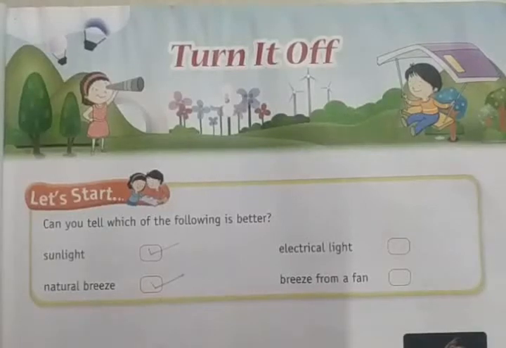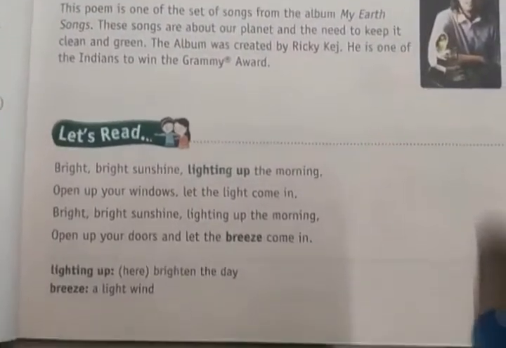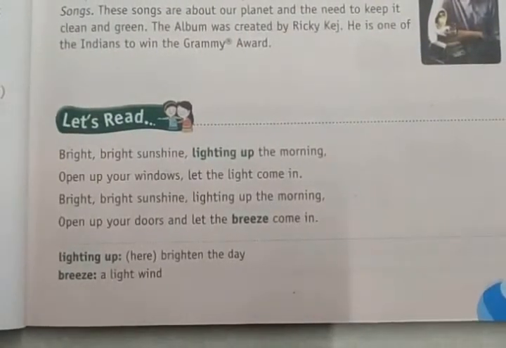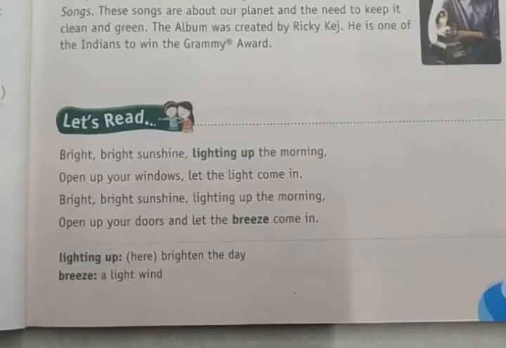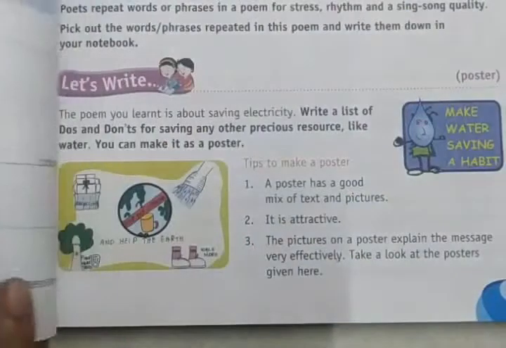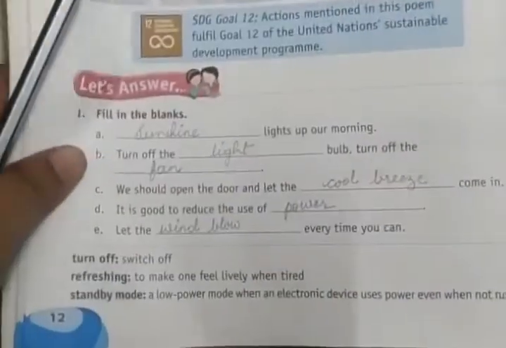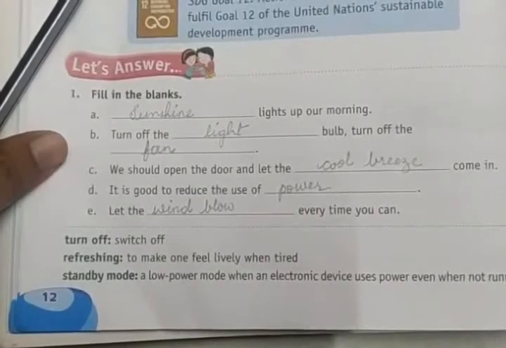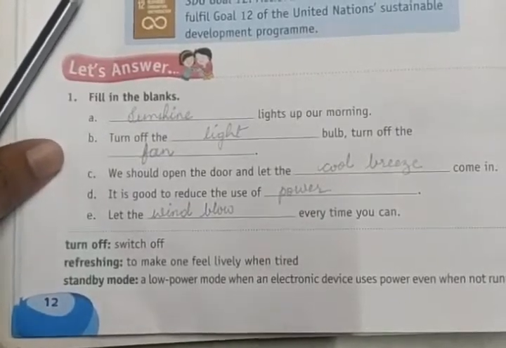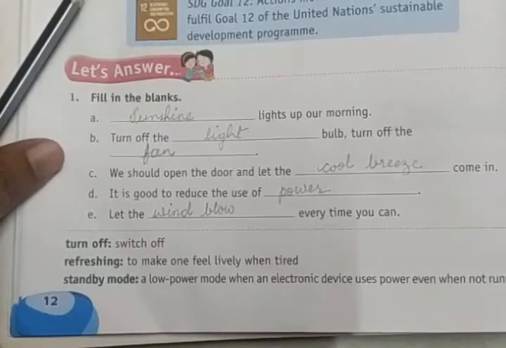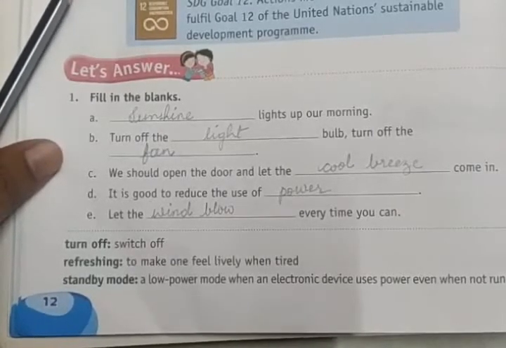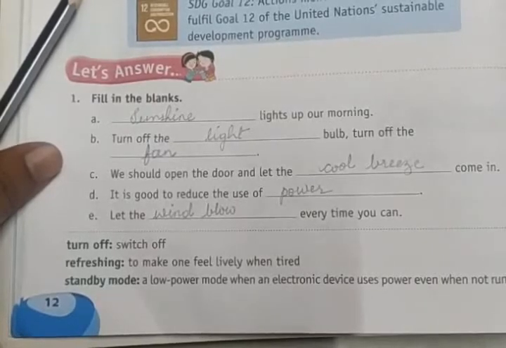Here, before this poem, we should get familiar with the meanings of the words. So here I can give you lighting up. Lighting up means brighten the day. Breeze means a light wind. And again we have some more meanings, that is turn off, which means switch off. Refreshing means to make one feel lively when tired.